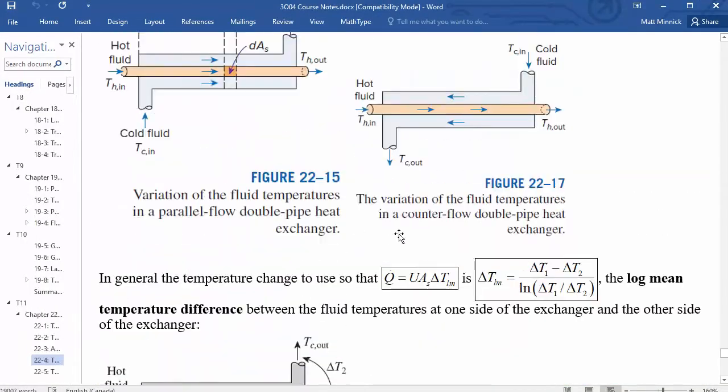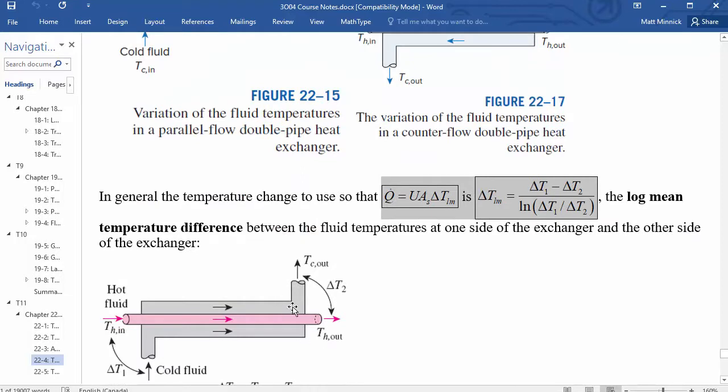So the idea is that the surface area is related to the overall heat transfer coefficient and the change in temperature from the hot side to the cold side at any point to give you the rate of energy transfer.